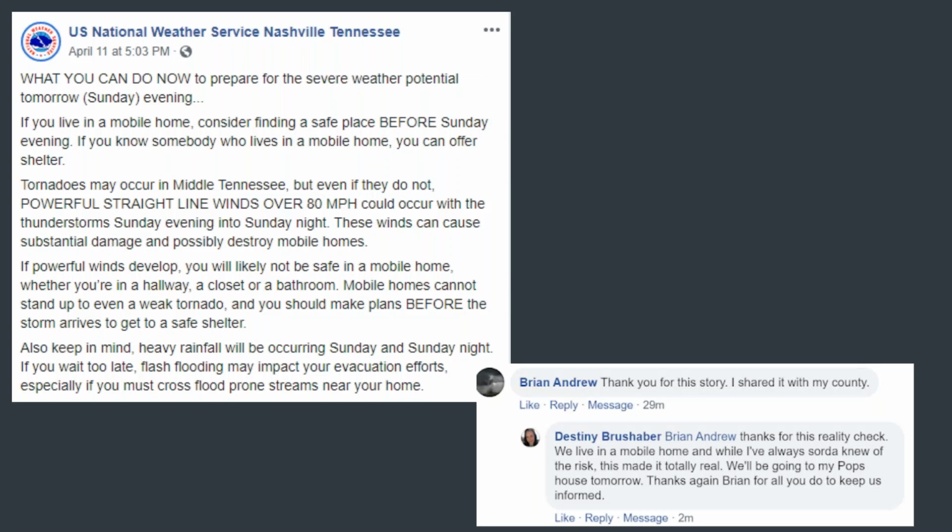Now, granted, with COVID-19, this is throwing a big wrench into things because it's, do I stop socially distancing to keep myself safe from the tornadoes? It's something that we don't really have the answers to. It's very complex and unfortunate.